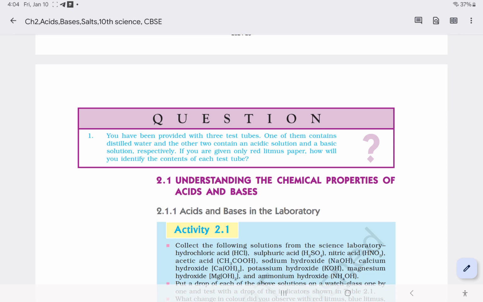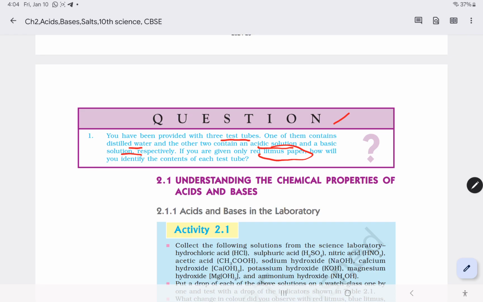Here we are provided with 3 test tubes. One of them contains distilled water and the other 2 contain an acid solution and a base solution respectively. If you are given only red litmus paper, how do you identify the contents of each test tube? That is the question given here.